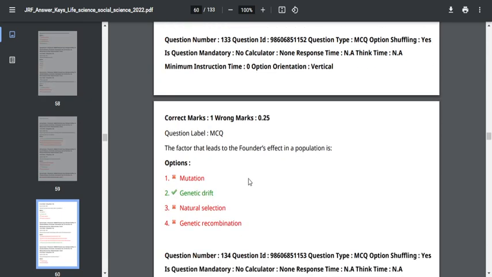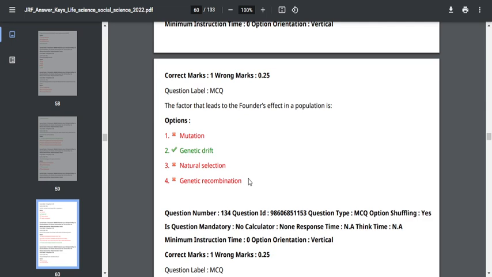The factor that leads to the founder effect in a population is called genetic drift. The founder effect and population bottleneck are two examples of genetic drift. So what is meant by genetic drift? It is a random process which leads to a large change in the population within a short period of time.